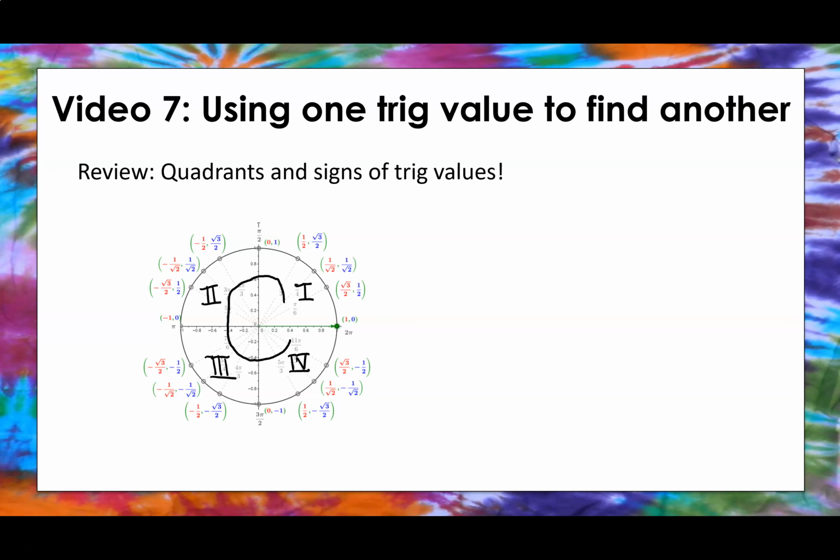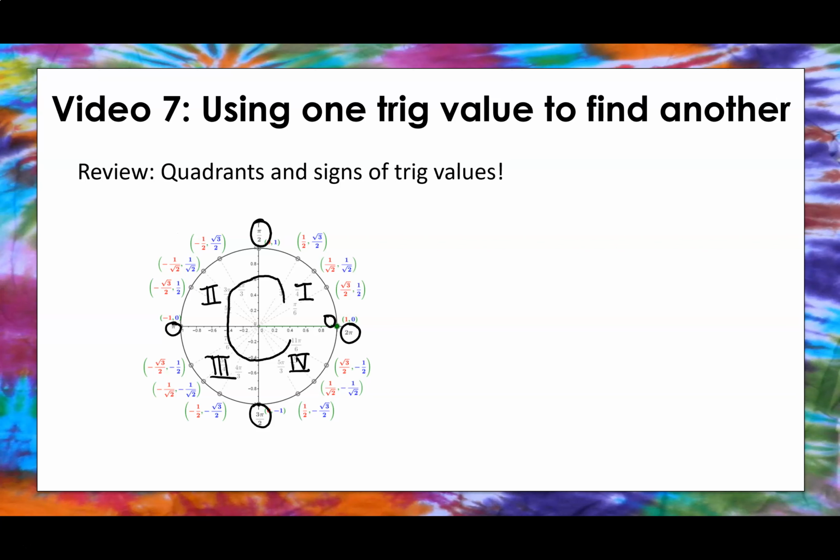Please notice that quadrant 1 is from 0 radians to pi over 2. Quadrant 2 is from pi over 2 to pi. Quadrant 3 is from pi to 3 pi over 2. And lastly, 3 pi over 2 to 2 pi for quadrant 4.